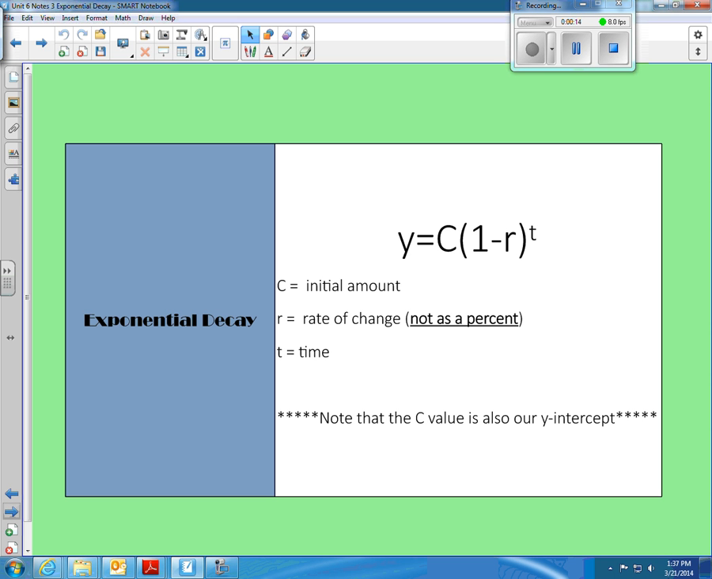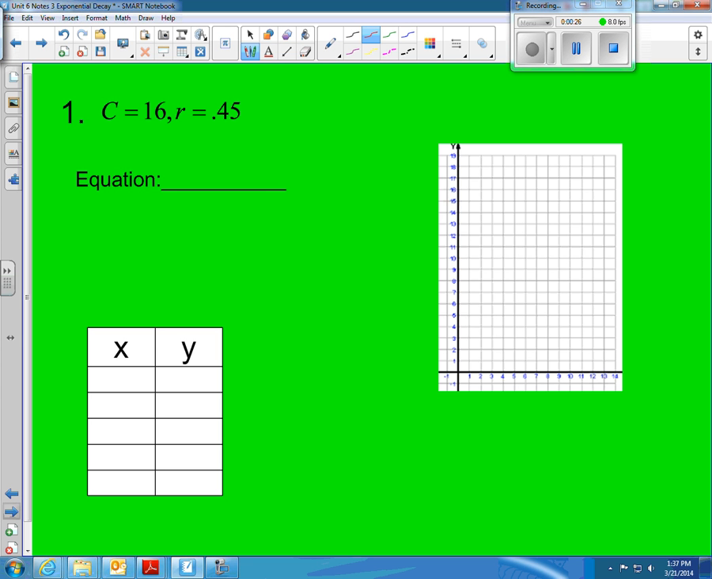Our learning target is I can graph, model, and apply exponential decay functions. So decays are going to be very similar to growth, but instead of adding, we are subtracting out our rate of change. Remember, we want a rate of change not as a percentage. Okay, so let's take a look at our first one.